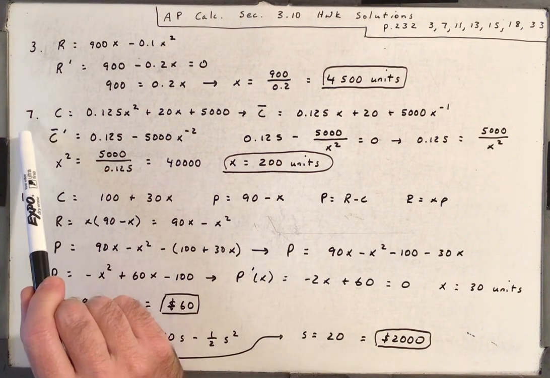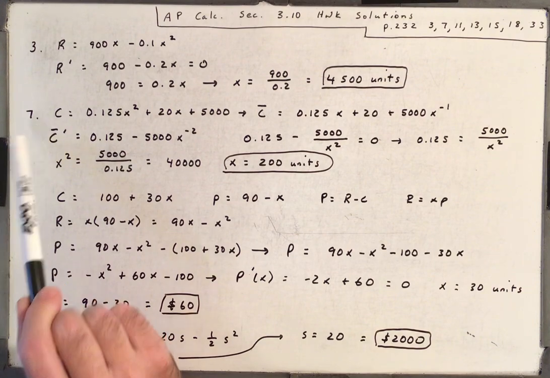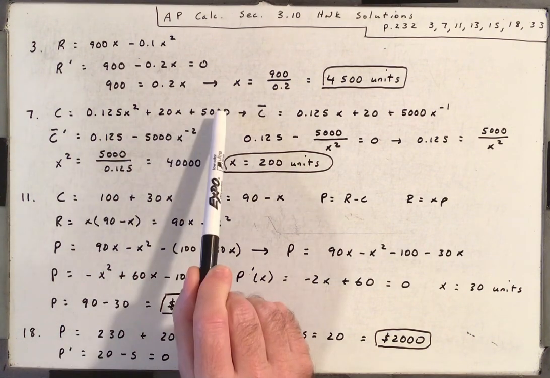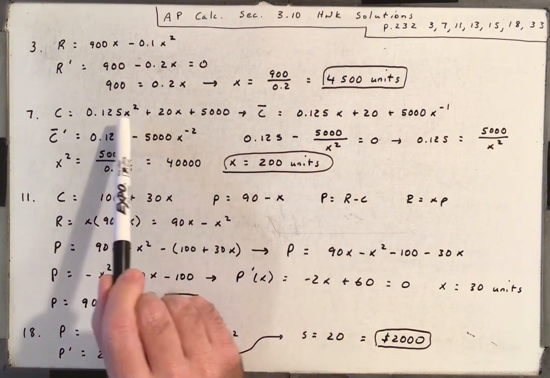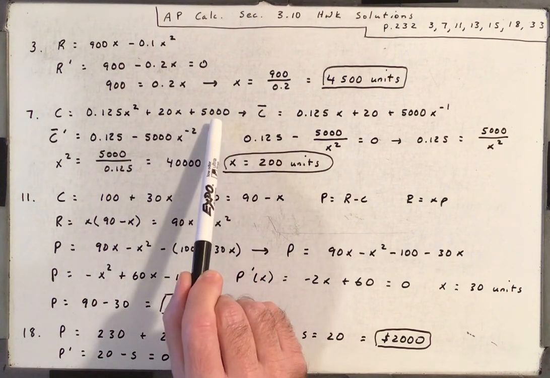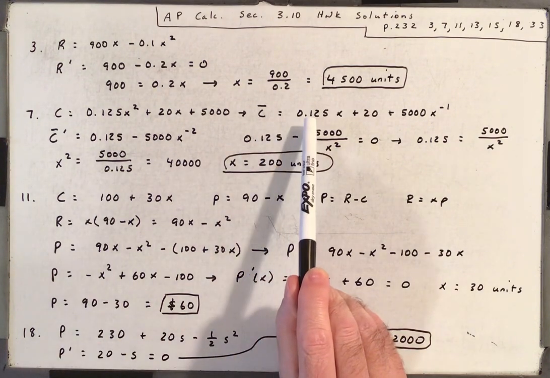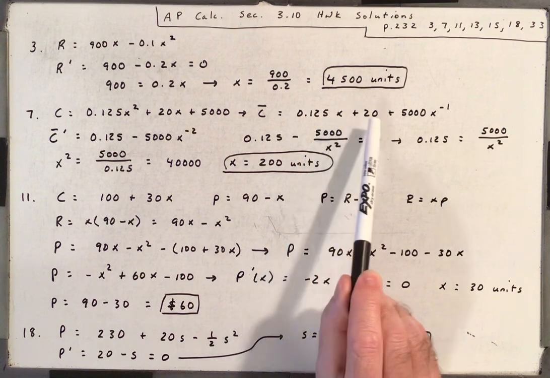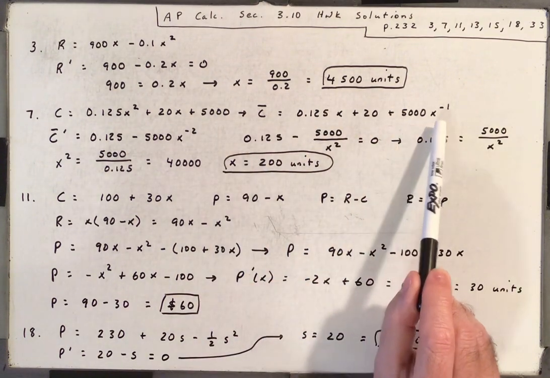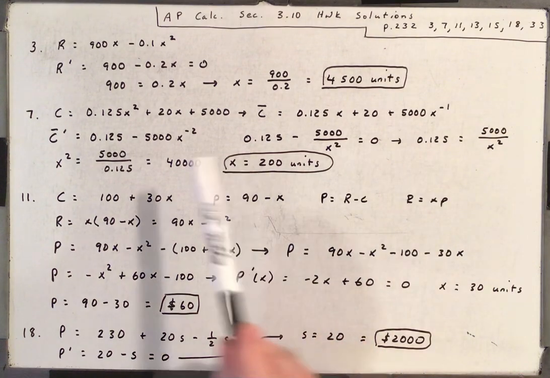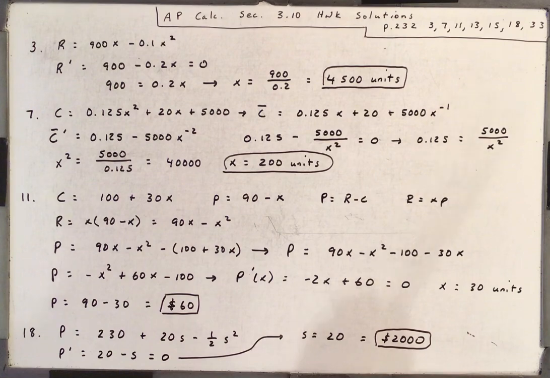In number 7, we want to minimize the average cost. Well, average cost, you take the cost and you divide it. We call that average cost C bar. You divide each element by x. So if we do that, to get C bar, it would be 0.125x plus 20 plus 5,000 over x, which I'm going to write as 5,000x to the minus 1. So I just took each one of these elements and divided it by x to get C bar.